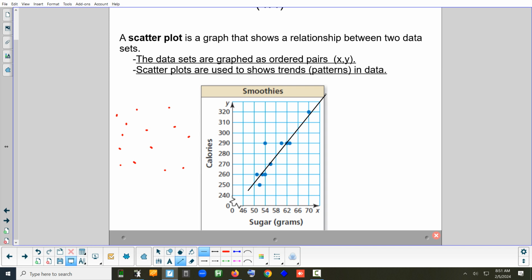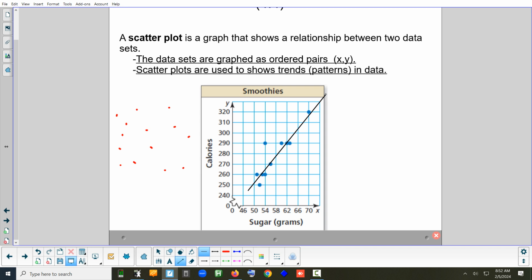So it looks like I've got 1, 2, 3, 4 points that are above it. Looks like I've got a couple points that are touching it. And I've got about 1, 2, 3, 4 points maybe below it. Right? So that's pretty good. But you're right, that is a positive slope.